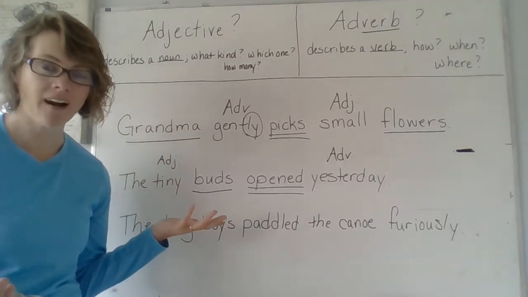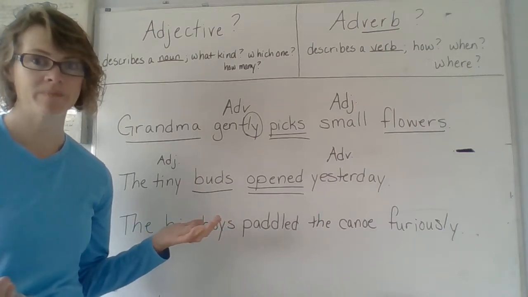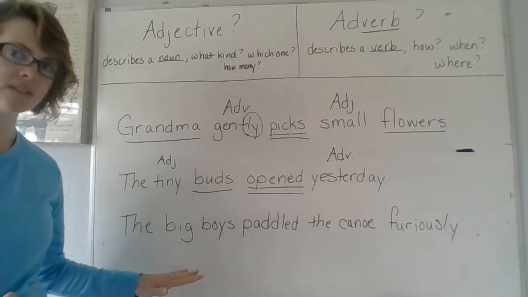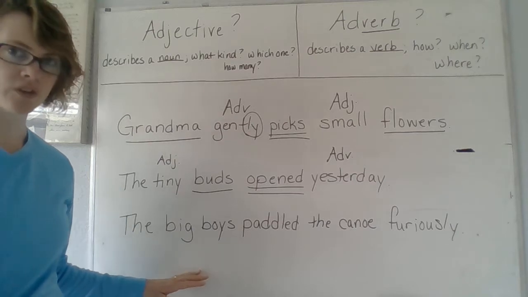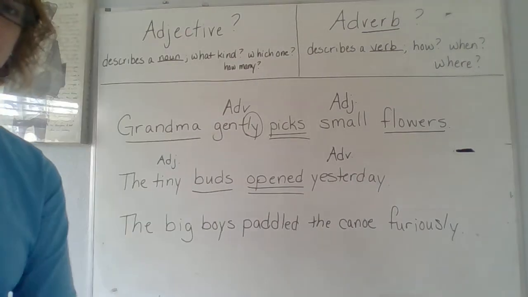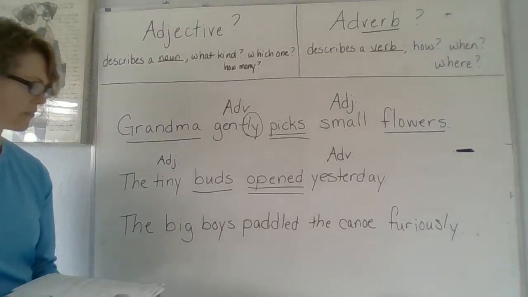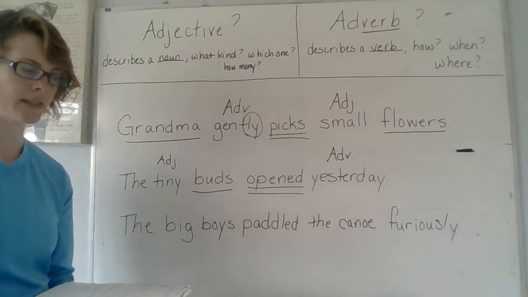That's how far you've come. You can do almost every word in any sentence now. Let's try the last one together. Pause the video and write down this sentence on your whiteboard. The big boys paddled the canoe furiously. All right, you read it off of your whiteboard, and I will read it off of mine. The big boys paddled the canoe furiously.